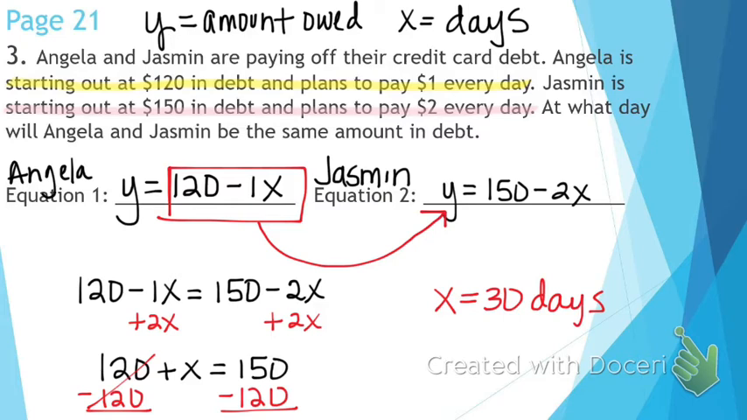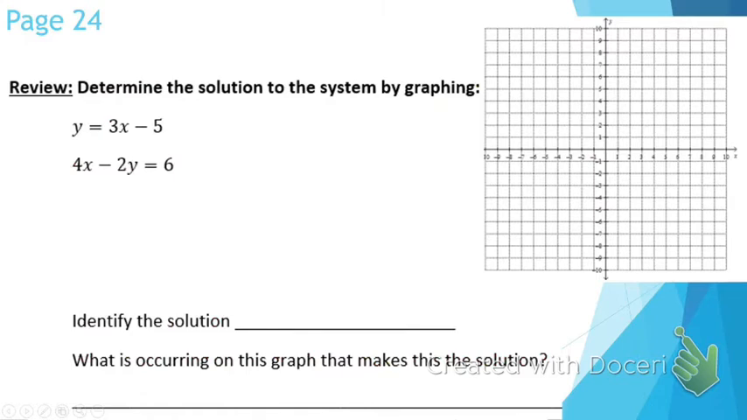So in your Agile Mind book, go to page 24. So let's go to page 24 in your Agile Mind book. And let's go ahead and graph this out. So page 24. So the first thing we're going to do is graph this first equation, y equals 3x minus 5. So let's go ahead and graph this.